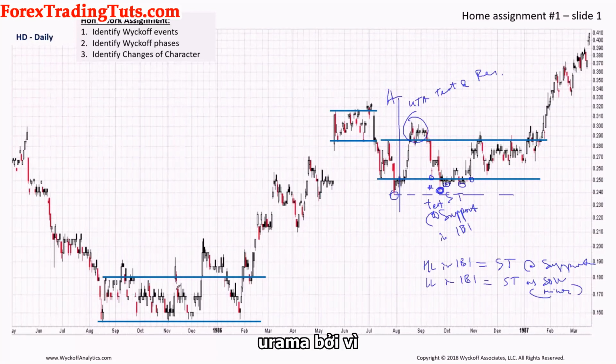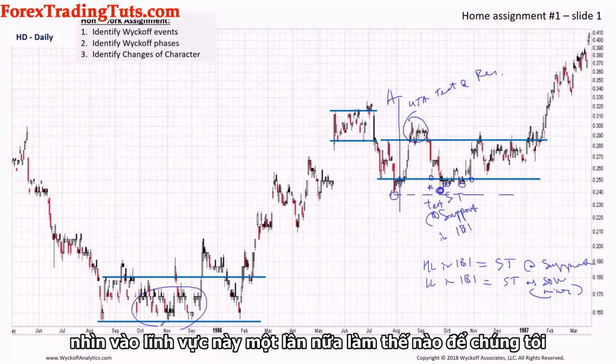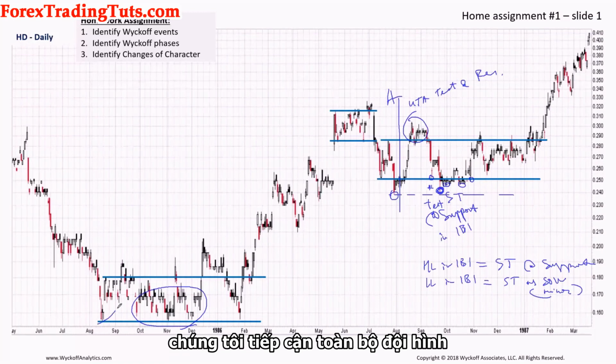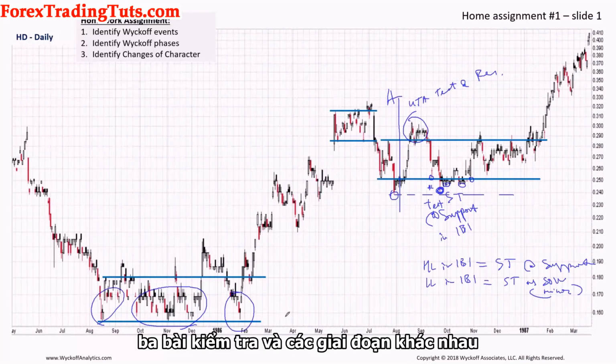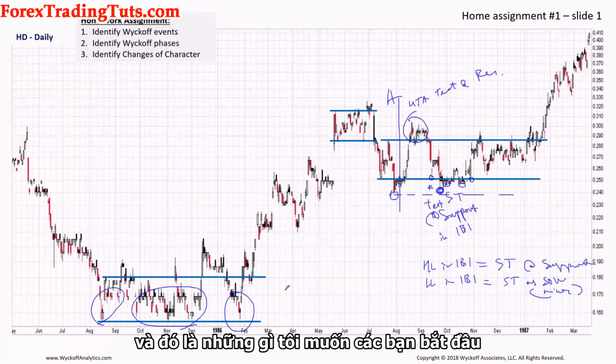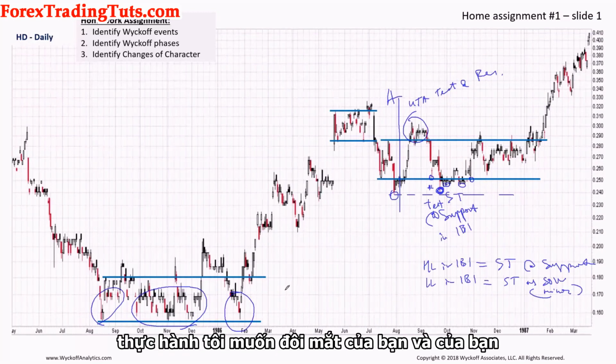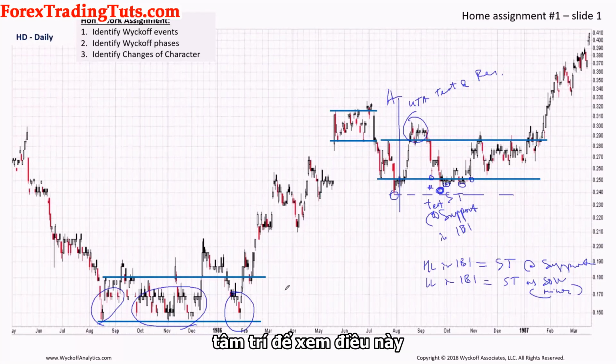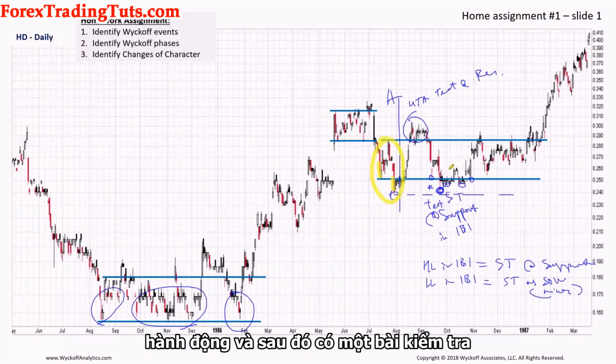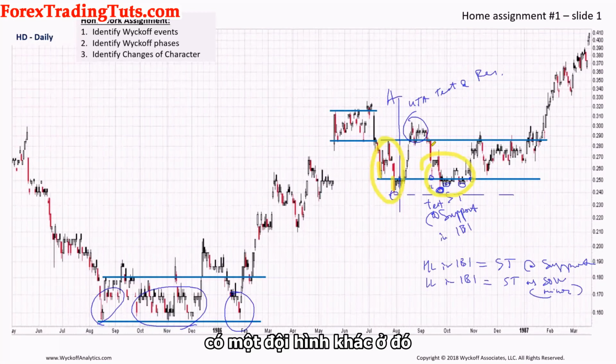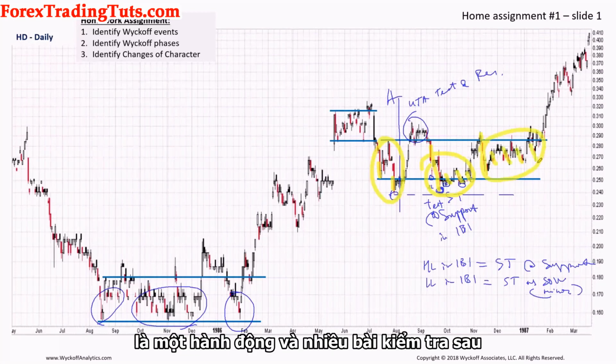I would probably have an argument here with you, Rama, because look into this area again. How did we approach it? We approached the whole formation as 3 tests in different phases. And that's what I want you guys to start practicing. I want your eyes and your minds to see this. There are formations that are together, and I'm going to highlight this. Here is a formation where there is an action and then there is a test. There is another formation where there is an action and there is multiple tests of this action. And then there is a third formation that is an action and multiple tests after that.